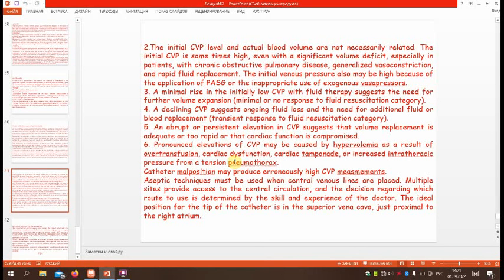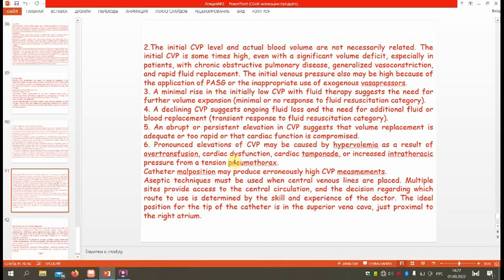vasopressors. Third, a minimal rise in the initially low CVP with fluid therapy suggests the need for further volume expansion, the minimal or no response to fluid resuscitation category. Fourth, a declining CVP suggests ongoing fluid loss and the need for additional fluid or blood replacement, the transient response to fluid resuscitation category.